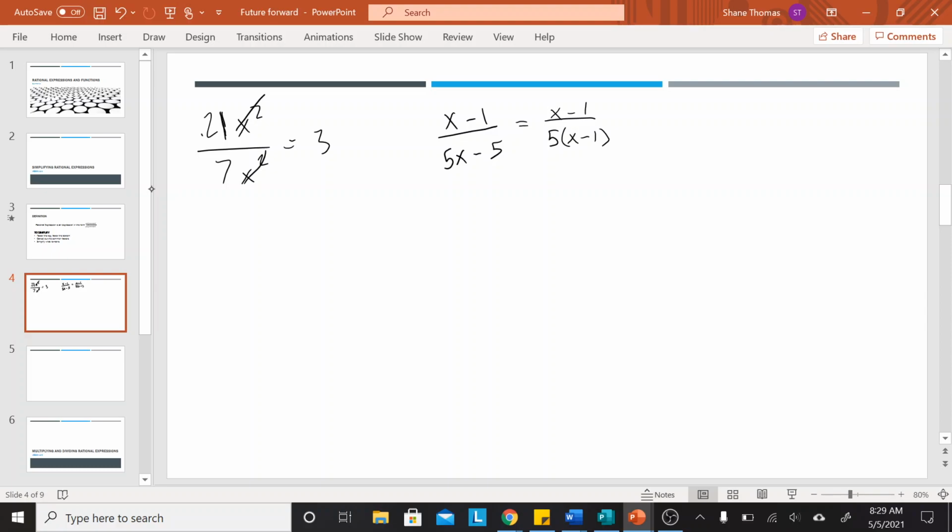Now the bottom is multiplication. And up top, doesn't that look the same as what I have on the bottom? Cancel, cancel. What's left then? 1/5. It's not too bad, is it? You live with that? Okay, you guys try these two.